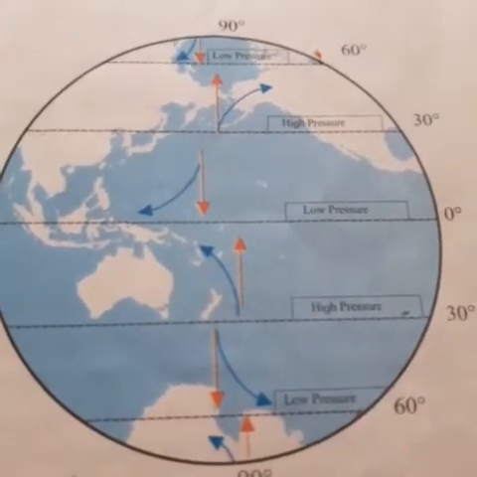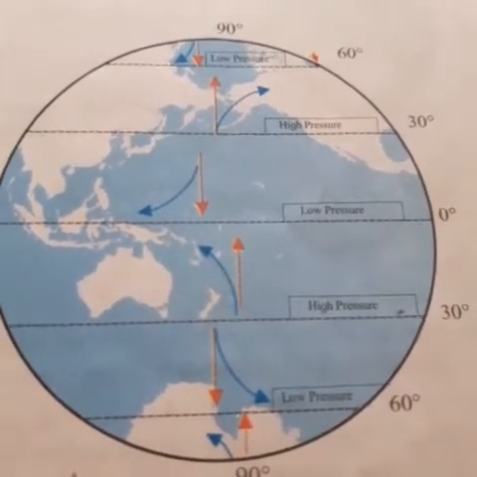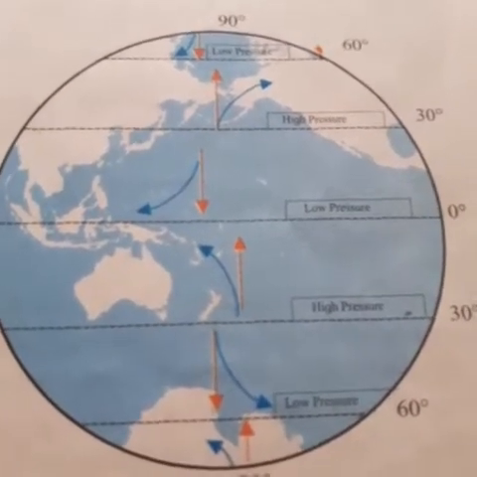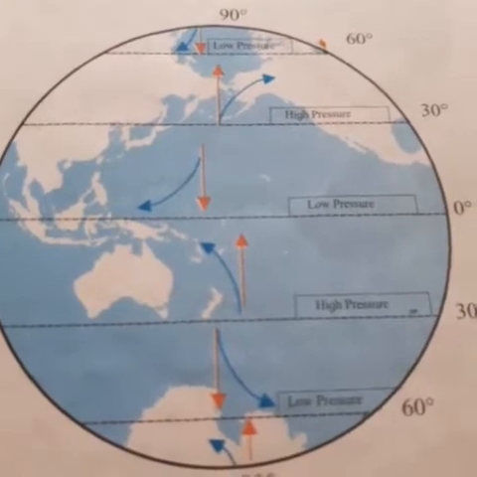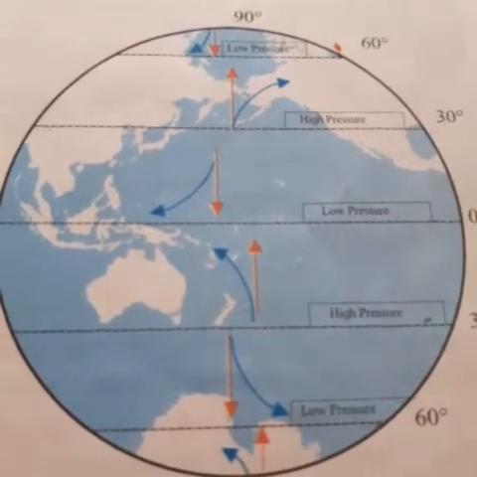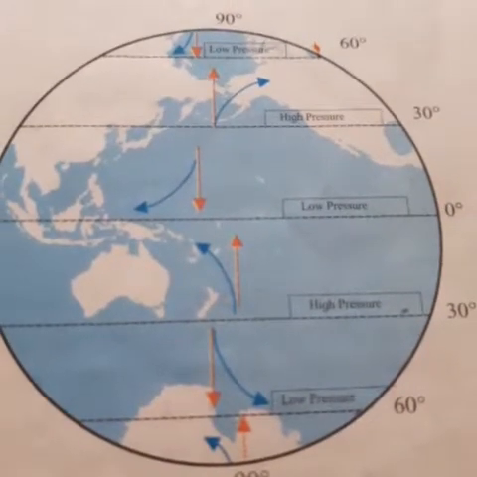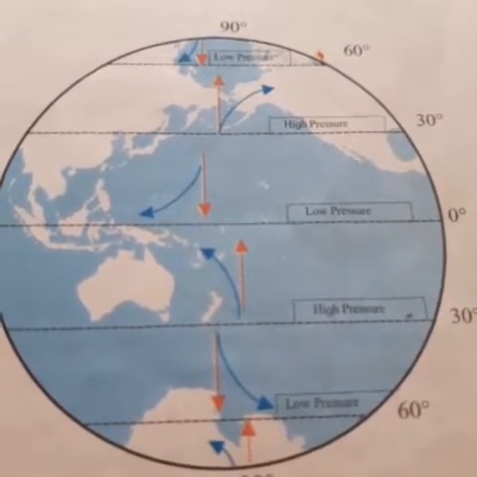Okay, when there is a big difference, the wind blows with greater velocity, and if the pressure difference is greater, the wind speed varies. So wind velocity is measured in the units of knots or kilometers per hour.